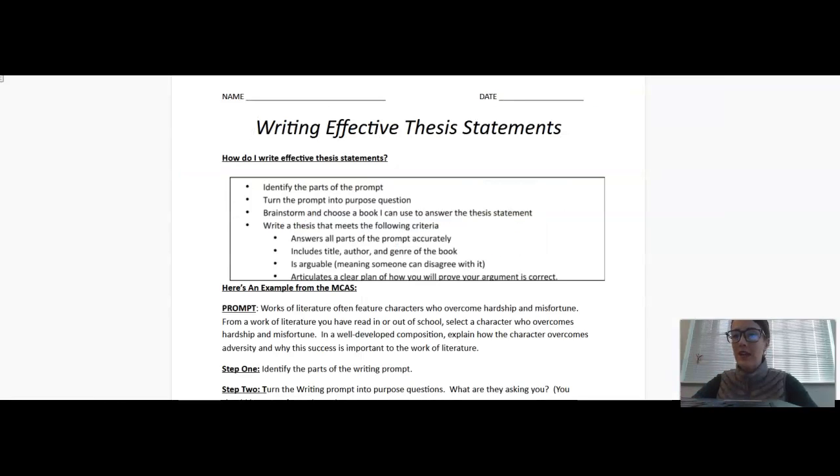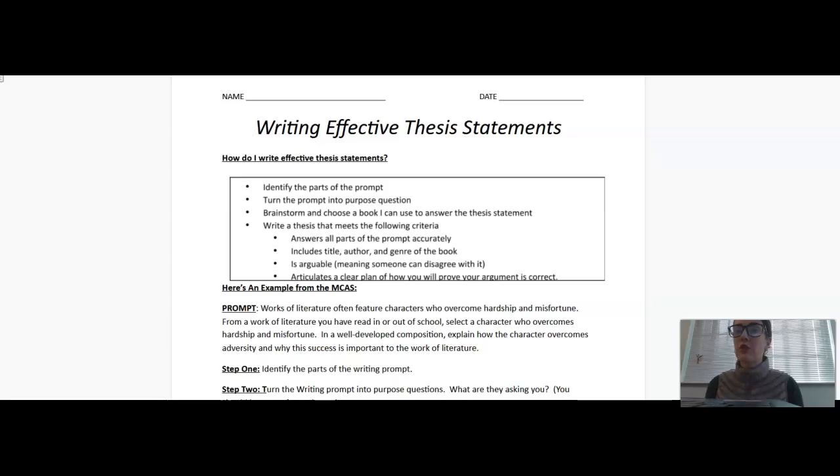So now when I go back here, I'm also going to unpack and think about the parts of an effective thesis statement, specifically on the ELA MCAS long composition. In order to write an effective thesis statement, I need to do a few things. First, I need to identify the parts of the prompt because all of these prompts have more than one part. I need to turn the prompt into a purpose question. And we're going to practice that.